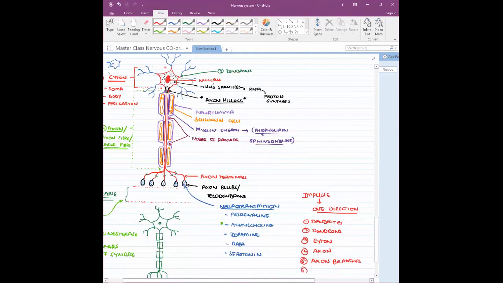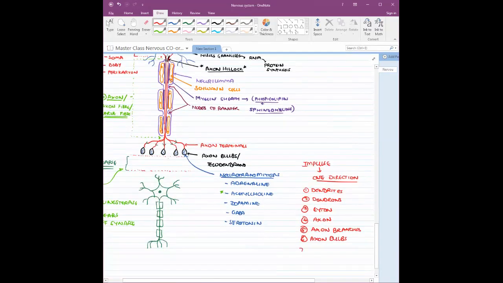And from your axon branches, it is now going to go into your axon bulbs or your telodendrons. This is the flow. And finally, it is going to land up into your synapse. Okay, now this is the entire flow or conduction of your impulses, guys. Everybody okay with this? Fine. Understood this part properly, guys?